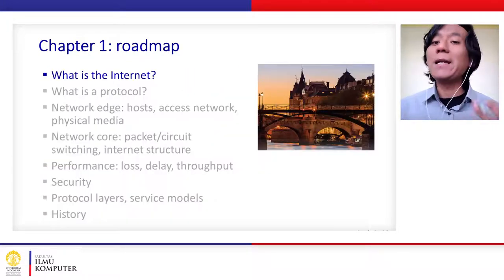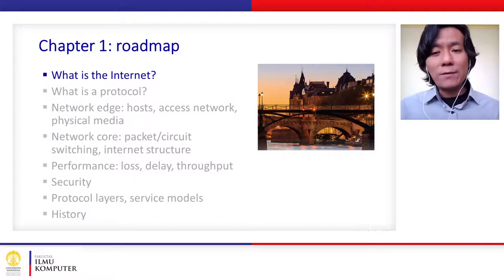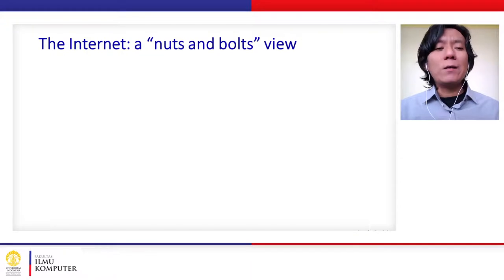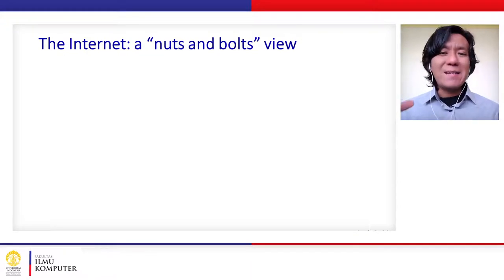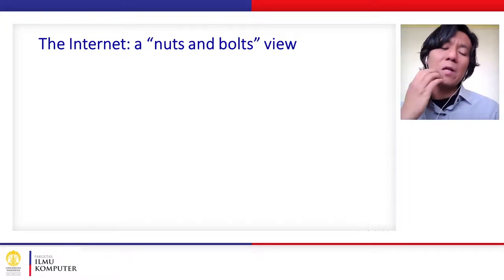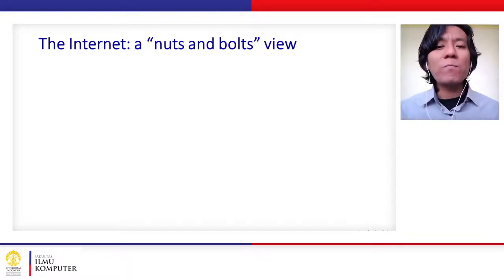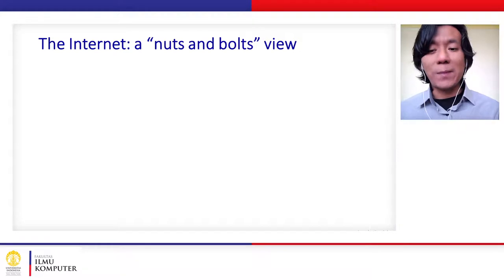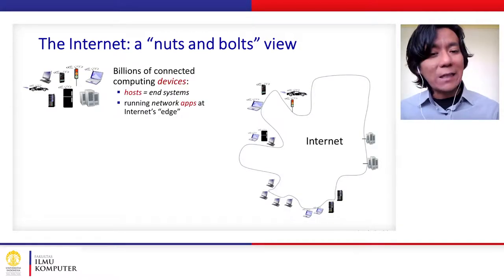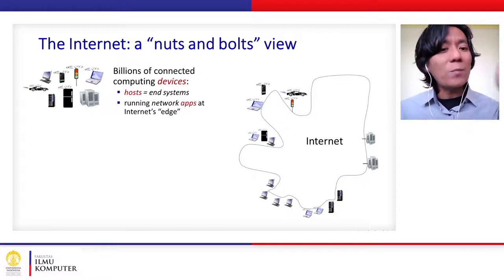So let's begin our discussion on the first topic: what is the internet? In this case, we will see the internet from different perspectives. The first perspective that we will discuss is the nuts and bolts perspective of the internet. In this perspective, you can see that the internet consists of several computing devices that are interconnected with each other.